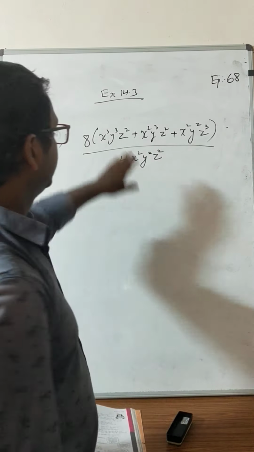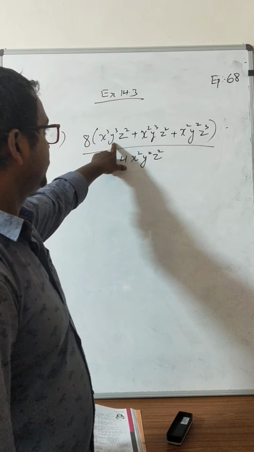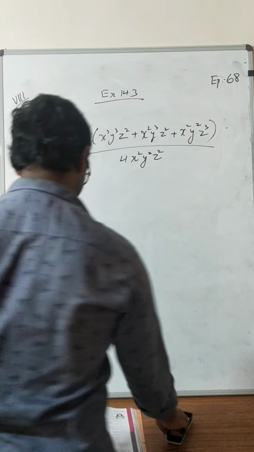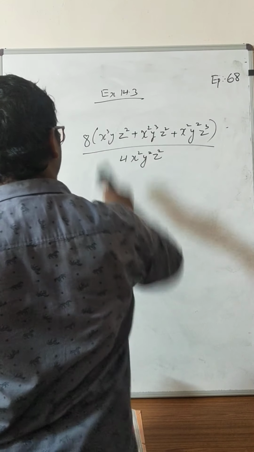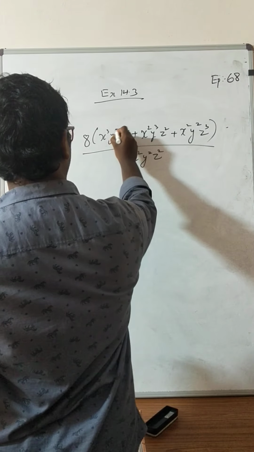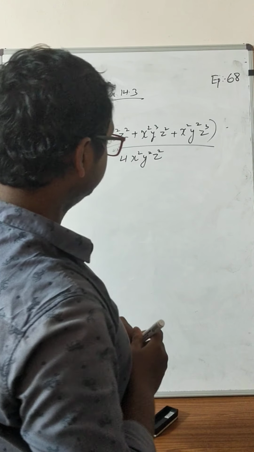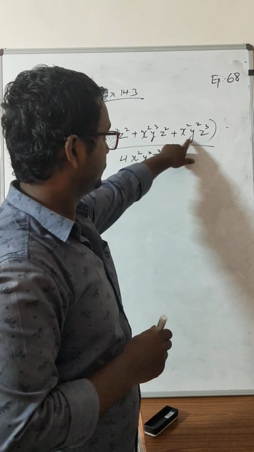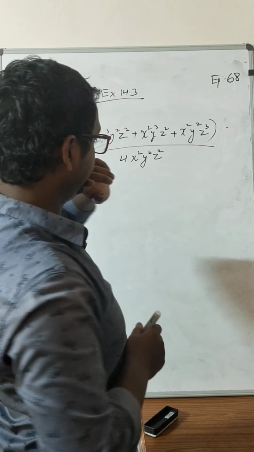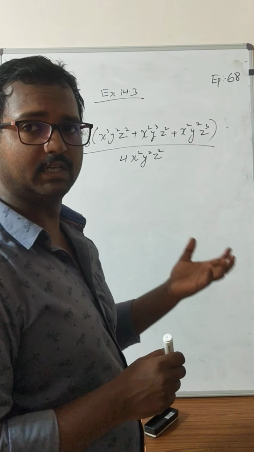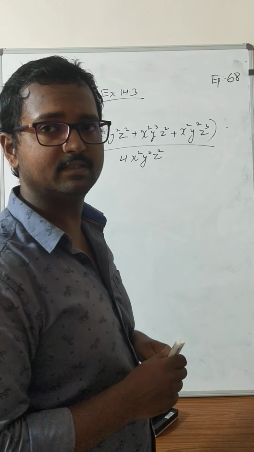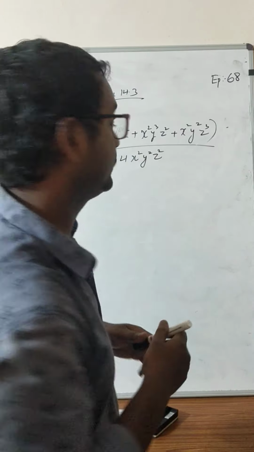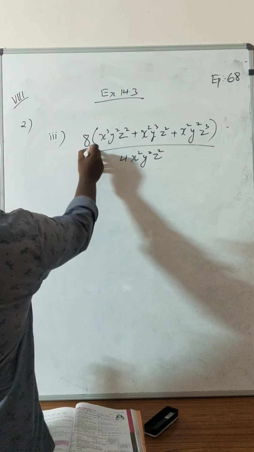See here, look at the terms: x cube y square z square, here it is x square y cube z square, here it is x square y square z cube. So what I'm going to do is take something out from these three terms. From these three terms I'm going to take some variable as common factor. So let us keep the 8 as it is.